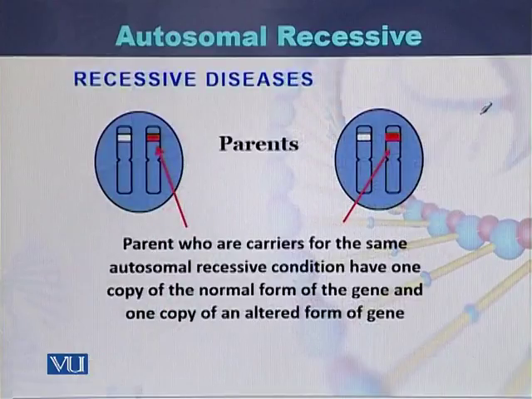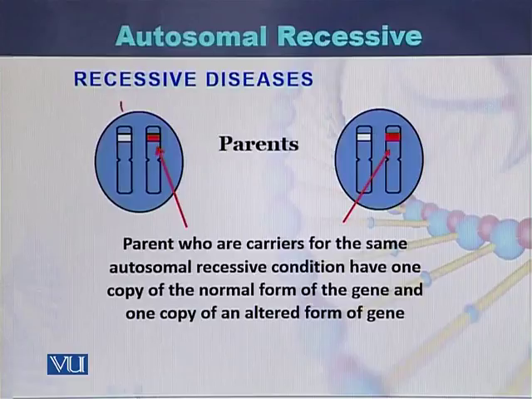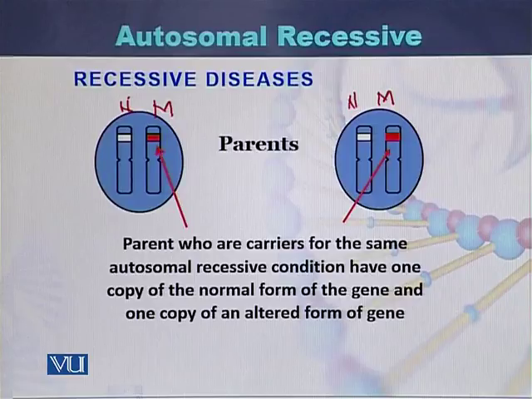Here we can see the parents in case of autosomal recessive diseases. The parents are diploid. They have two alleles. This is the normal allele, and this is the mutated allele. The same is with the second parent, who has one normal allele and one mutated allele. M is for mutated allele, N is for normal allele. So each parent is a carrier and has two alleles. One of the alleles would be mutated and the second allele would be normal.